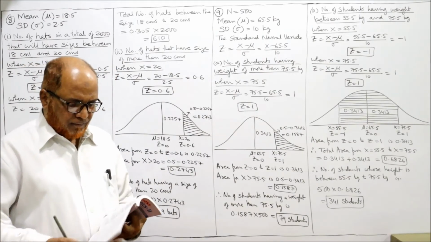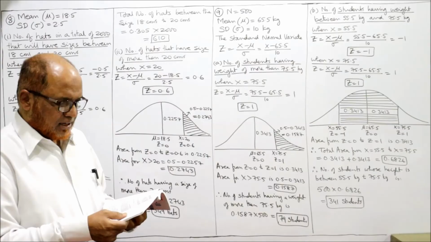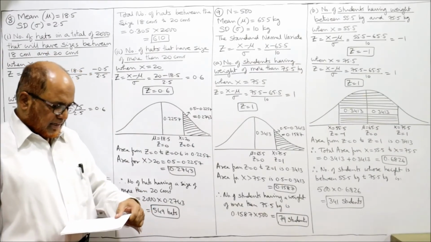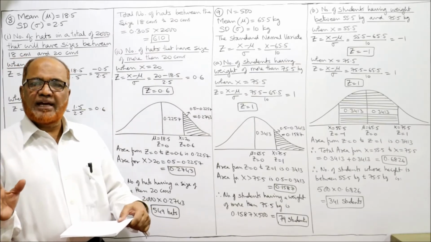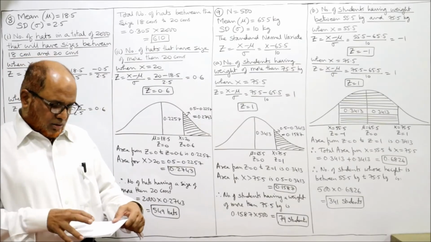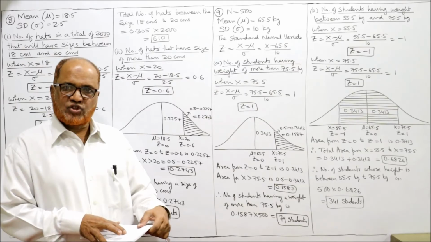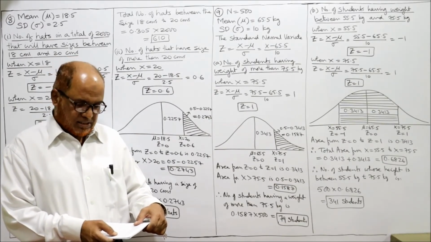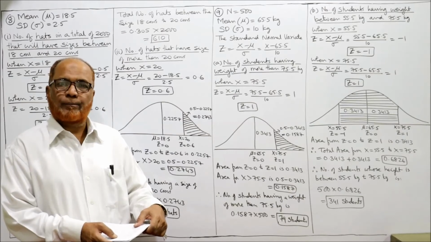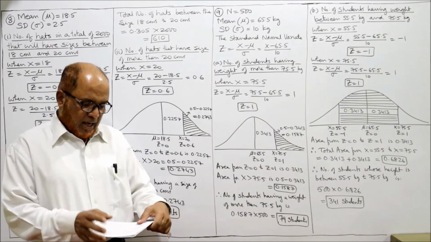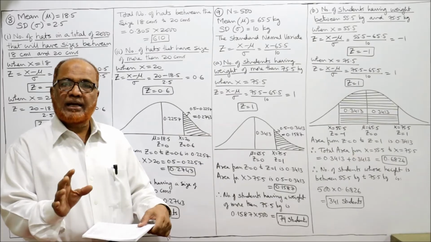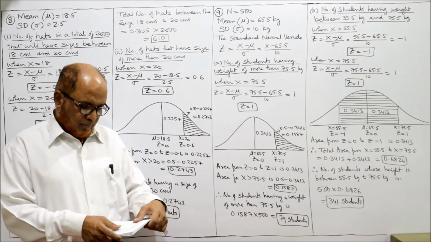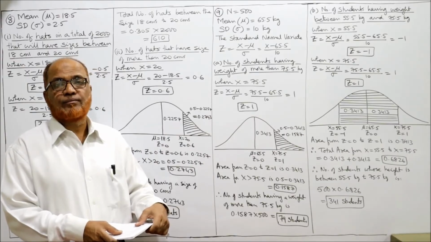The mean weight of 500 male students of a certain college is 65.5 kilogram and the standard deviation is 10 kilogram. So we are calculating the weight of college students. 500 male students, we have checked the average. The average weight of a student is 65.5 kilogram. The standard deviation is 10 kilogram. Assuming the weights are normally distributed, find how many students weigh more than 75.5.